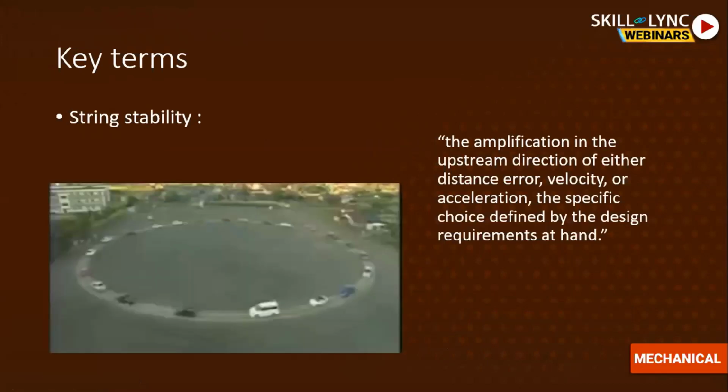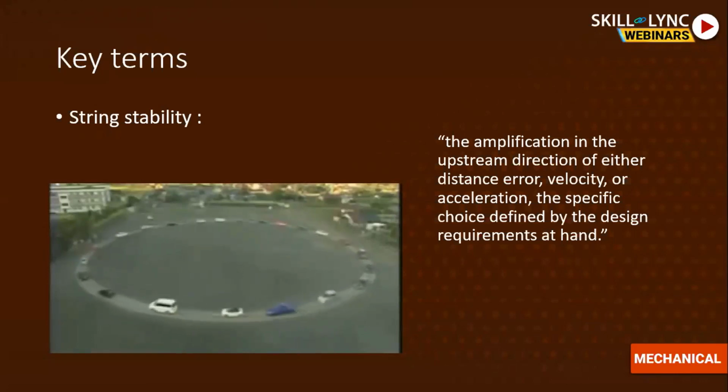Now let's talk about string stability. String stability is one of the things that is specific to vehicle platooning. It is described as the amplification in the upstream direction of either distance error, velocity, or acceleration. Think about this: there's a platoon of 5 vehicles and there was a gap created, or an error induced, between the first and second vehicle. As we move on in time, through the stream, which means from vehicle 1 to 2 or from vehicle 2 to 3, this error should not increase. It should only attenuate. There's a small video that I would show to make it a bit clearer.